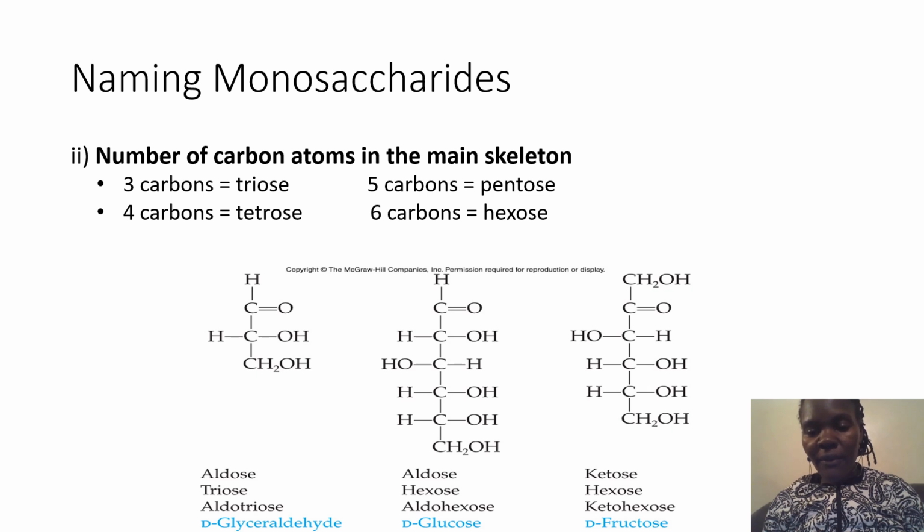Then we have a ketose, with the keto group at carbon atom number 2. It is a 6 carbon hexose, so it's known as a ketohexose. Combining the functional group and the number of carbon atoms, its name is D-fructose. That is how naming of monosaccharides is done. It is based on 2 criteria: the number of carbon atoms in the main skeleton, as well as the functional group.